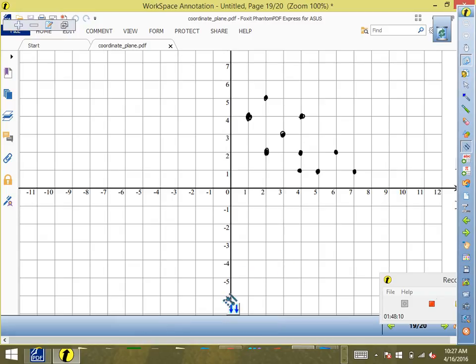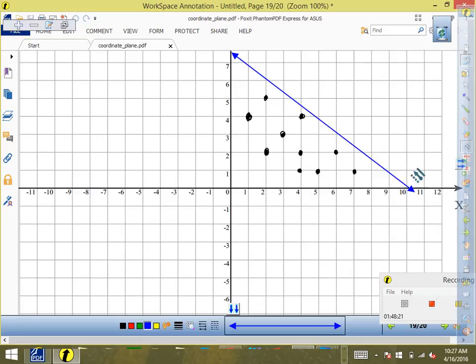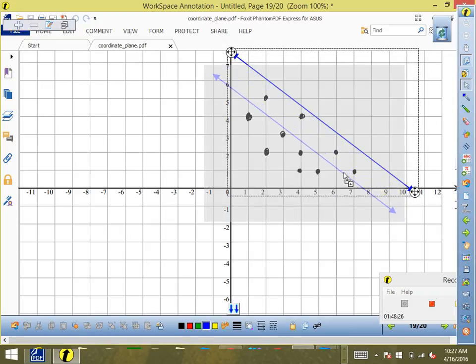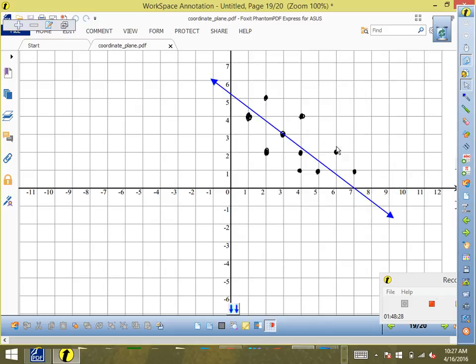Watch. I'm going to draw a line that kind of goes in that direction. I'm going to start way up here. Is that going in that direction of those points? Yes, but now I'm going to move it, watch, where it splits those points in about half. Half of them are on the top side and half of them are at the bottom side. Is that kind of where it's at?